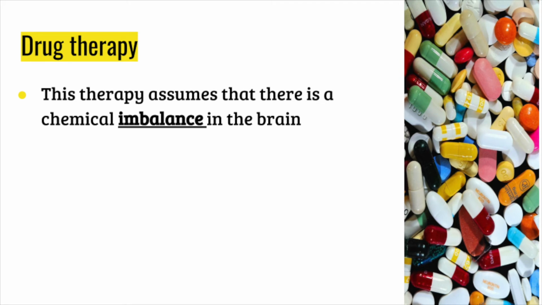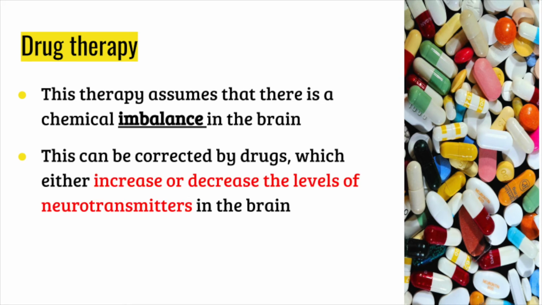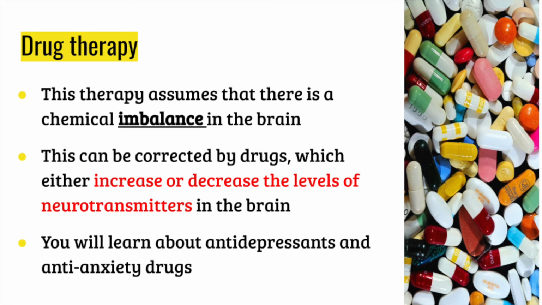The biological approach uses drug therapy to treat OCD. This therapy assumes there is a chemical imbalance in the brain. This can be corrected through drugs which typically increase or decrease levels of neurotransmitters in the brain. For this topic, we need to learn about antidepressant and anti-anxiety drugs because we need to know about more than one type of drug to treat OCD.